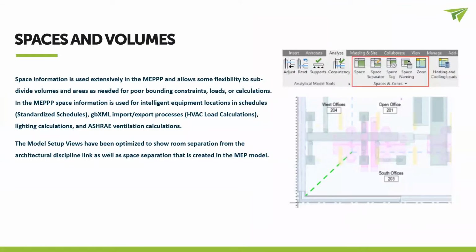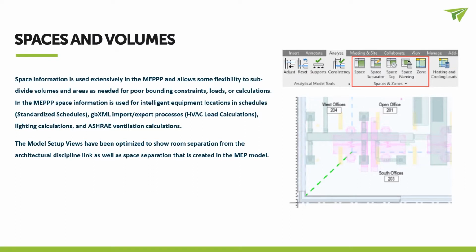So, spaces and volumes. Let me talk about spaces for a minute. Spaces are essential to the MEP Productivity Pack. They allow flexibility. They give us the volumes of the rooms. They give us area. They give us all the data that we need to calculate our schedules for our HVAC load calculations, and we can do lighting calculations with them. I mean, they really do make it a lot easier. We can even utilize those spaces to do some drain calculations, based on the area.